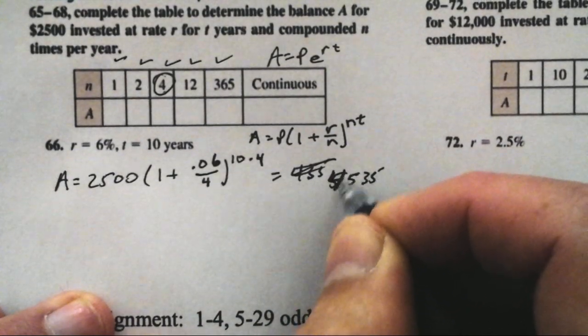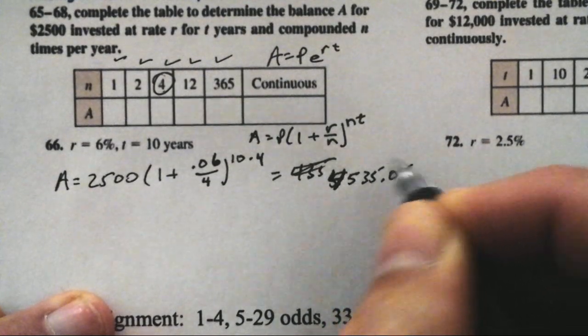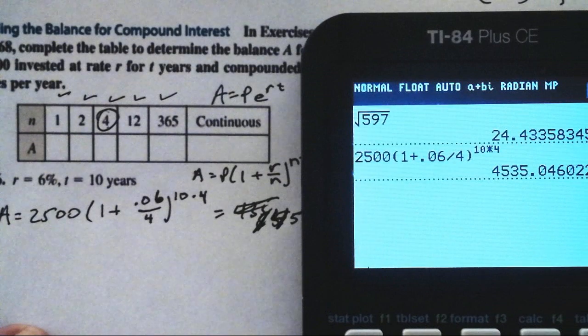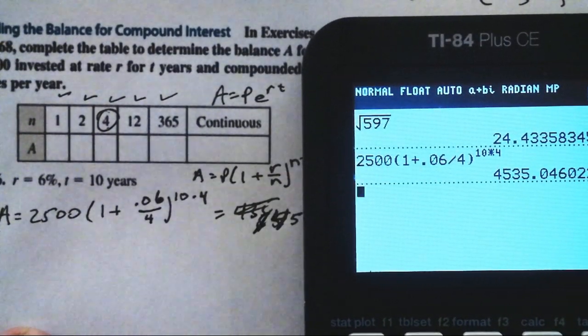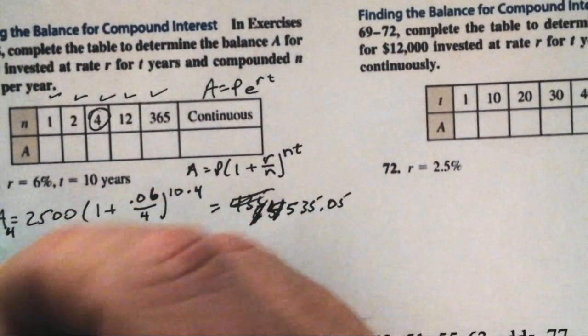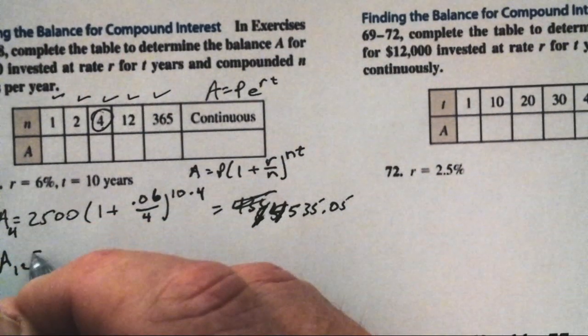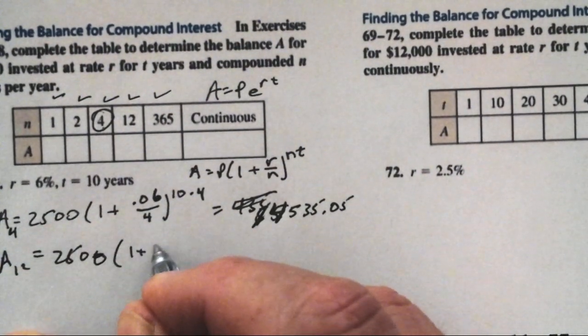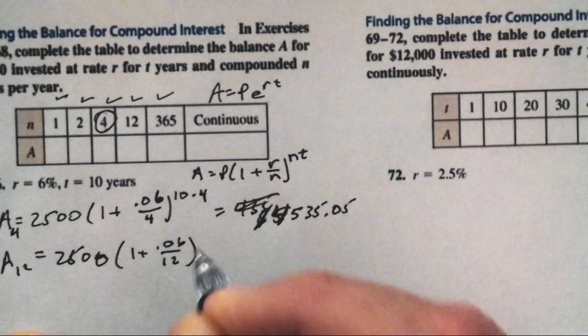$4,535 and 5 cents. And the nice thing about this is, if we're going to go back and change the number of compoundings, let's see, I'm going to say this is A4. I'm going to go A12. All I need is 2,500 times (1 plus 0.06 over 12).